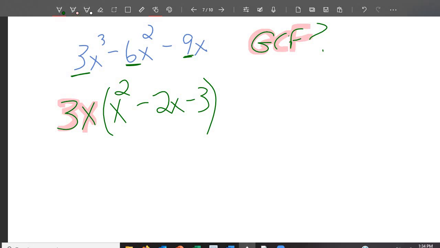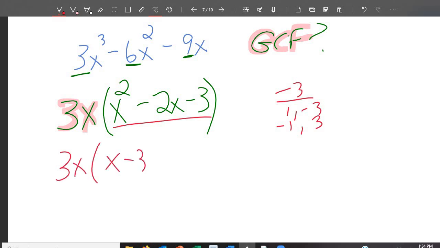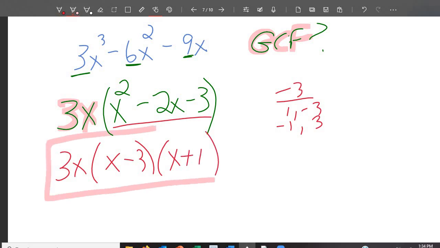Now we've got to try to factor this trinomial. Well, come over here and list all the factors of -3 and see if there's one that adds up to be -2, and it is. (x minus 3)(x plus 1). This is the final answer.